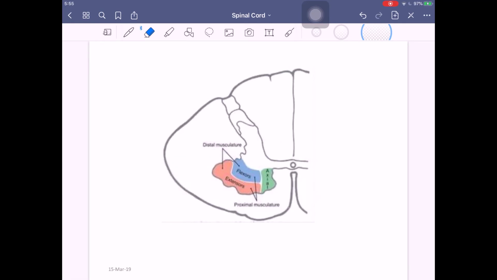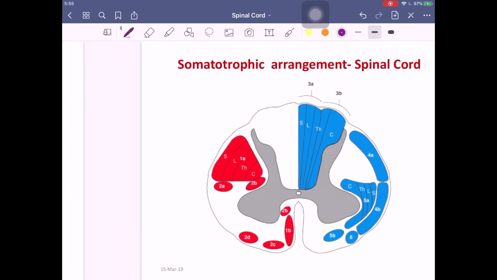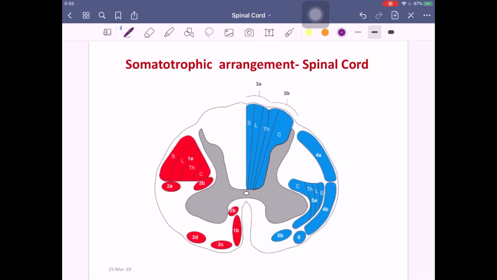Axial muscles are the muscles of your back which are located close to the midline, and the rest, about two thirds of the area, is for your limbs. In this also you have anterior and posterior, anterior for your extensors and posterior for your flexors. There also you have medial and lateral: medial is for your proximal musculature and lateral is for your distal musculature. So this is the somatotrophic arrangement of your spinal cord gray matter.